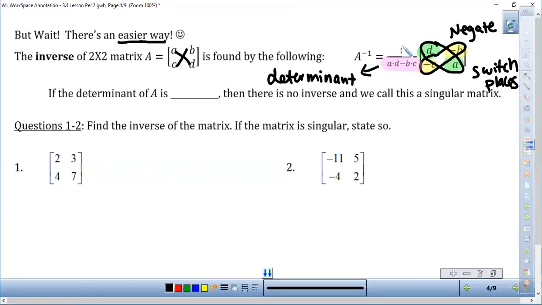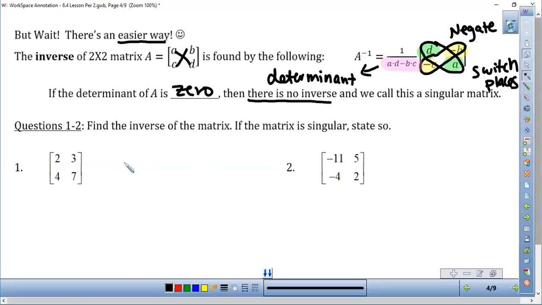And so what we're really doing is 1 over the determinant multiplied by this matrix where we switch places and make the B and the C negative. So if the determinant of our matrix is 0, that means that we would be doing 1 divided by 0 out in front, which is undefined. And that's the case where there is no inverse. Remember, at the start we said we can only find the inverse of a square matrix, but not every square matrix has an inverse, because if we end up dividing by 0, it simply will not exist.